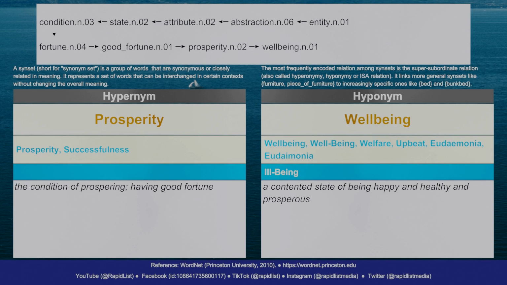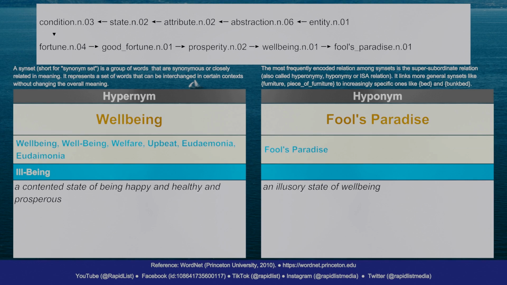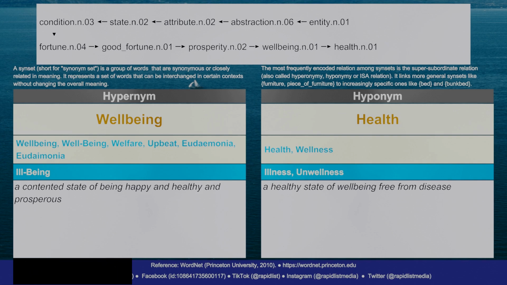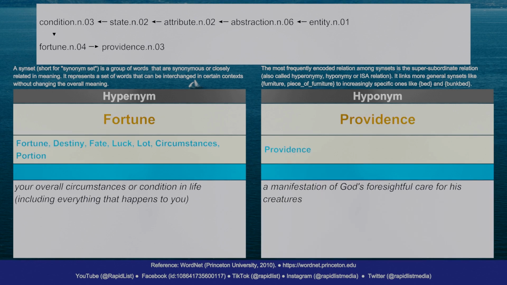Well-being. The contented state of being happy and healthy and prosperous. The town was finally on the upbeat after our recent troubles. Fool's paradise. An illusory state of well-being. Health. A healthy state of well-being free from disease. Physicians should be held responsible for the health of their patients. Providence. A manifestation of God's foresightful care for his creatures.